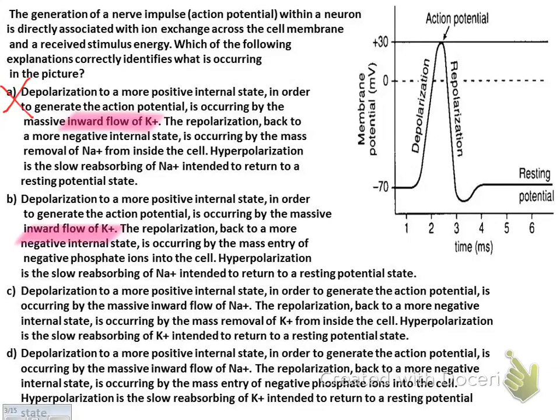Please tell me, did you pick D? What'd you pick? Yeah, I did. Okay, so now we're down to C and D. The difference in C and D, it says, is it the removal of potassium or is it the entry of a phosphate ion? That's what your question is down to. Is that second part? Because both of them say that depolarization is because of the inward flow of sodium. Y'all see that in the first sentence? I see that. Yes, so that is the same on both of them right here.